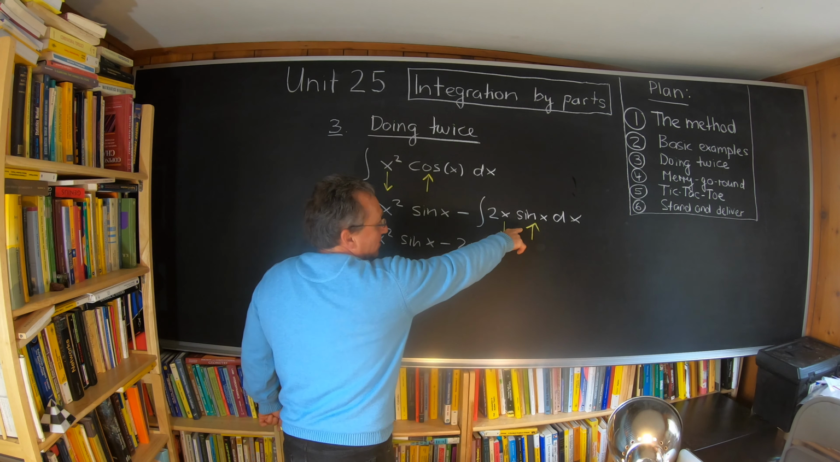So what we have is, with a minus sign here, because it was minus. And this we know how to integrate, so that's x squared sine x plus 2x cosine x minus 2 sine x plus c.